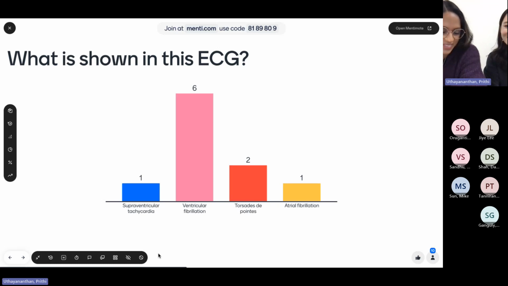No. Oh, okay. Well, the answer for this one is Torsades de pointes. So this is actually a type of ventricular tachycardia, except it's polymorphic. So the amplitude changes.